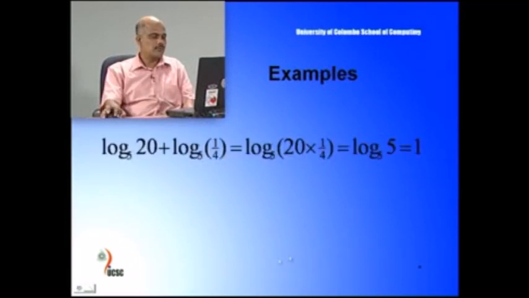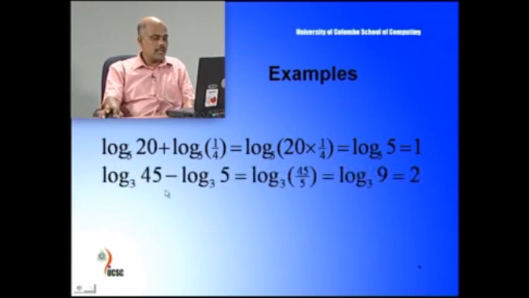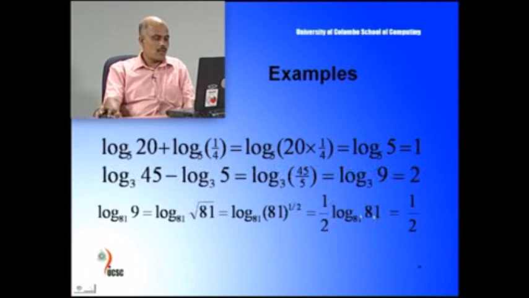Now, see some examples of applying those rules. Let us see how we simplify this one. So, this says to sum up logarithm of 20 to the base 5 to the logarithm of 1 upon 4 to the base 5. So, by using the first rule of logarithm, we can simplify that: this is equal to log of the multiplication of these two terms, which is equal to log 5 of 5. So, using another rule of logarithm, which is equal to 1. And here when you subtract two log terms, you can simplify that to logarithm of the division of these two terms, 45 divided by 5, which is equal to log of 9 to the base 3, and which gives 2.